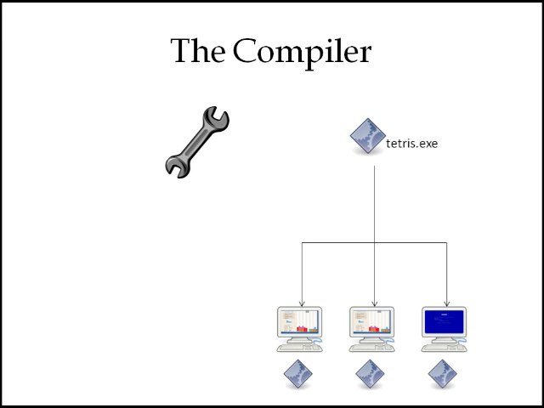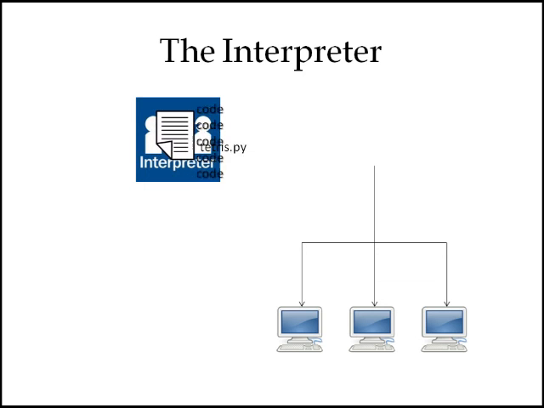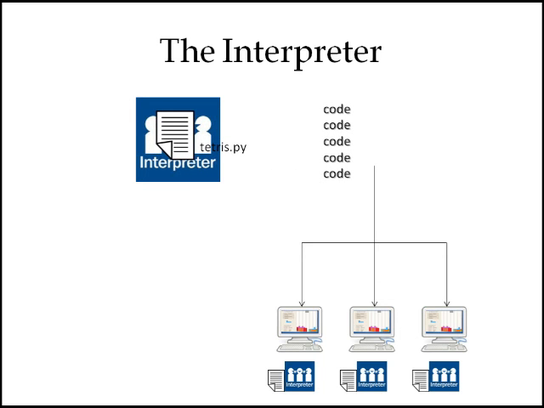Now let's move on to the interpreter. The source code is translated line by line, executing each one as it goes. The computer requires the interpreter and the original source code at runtime, else it won't know what to do. This also means weaker intellectual property. Because it must constantly be translated, the program will run slower.